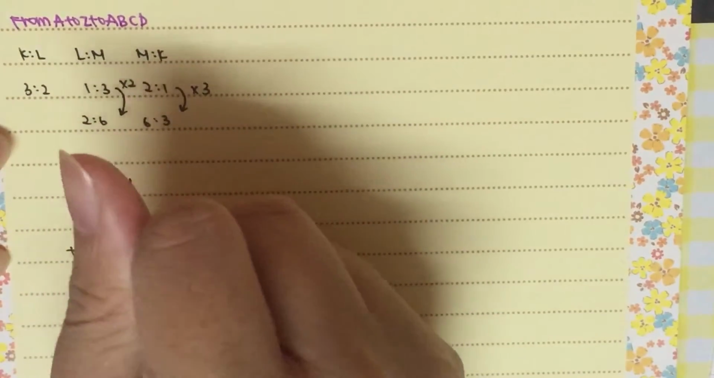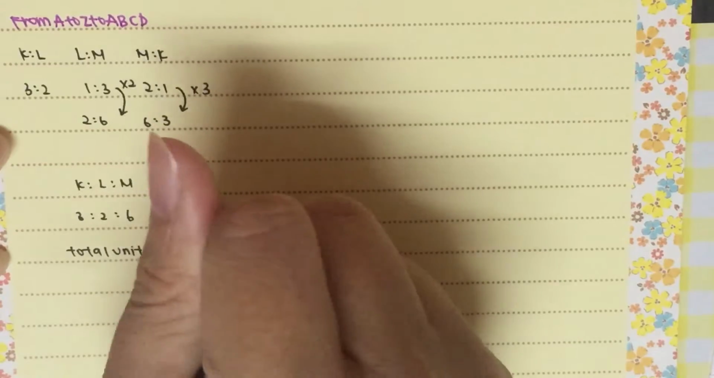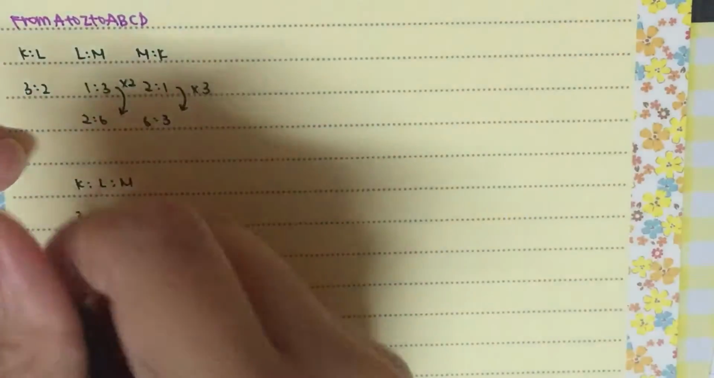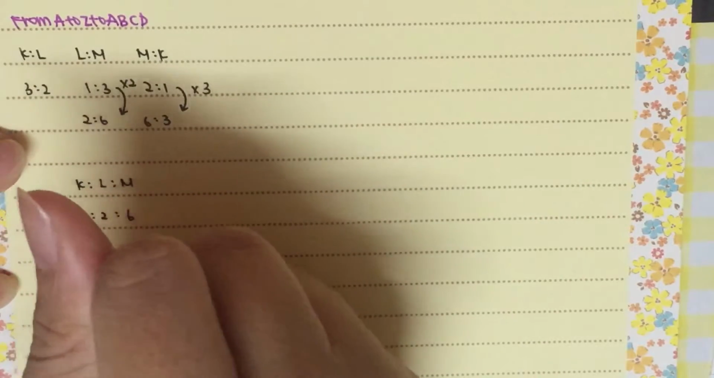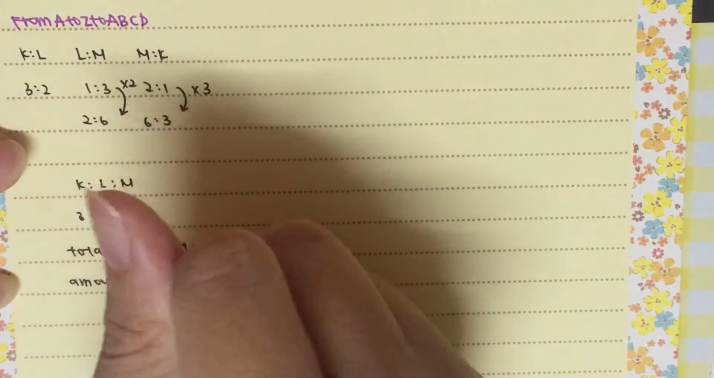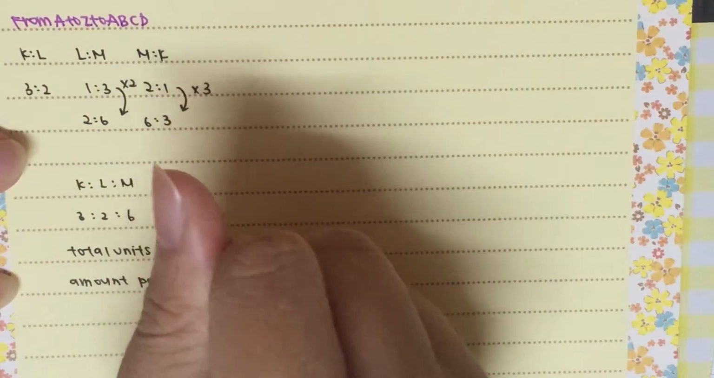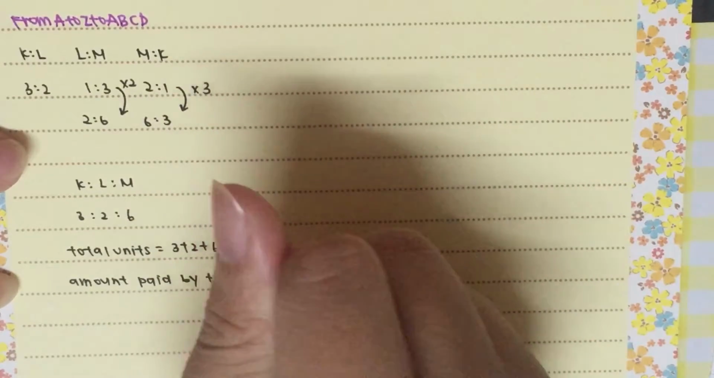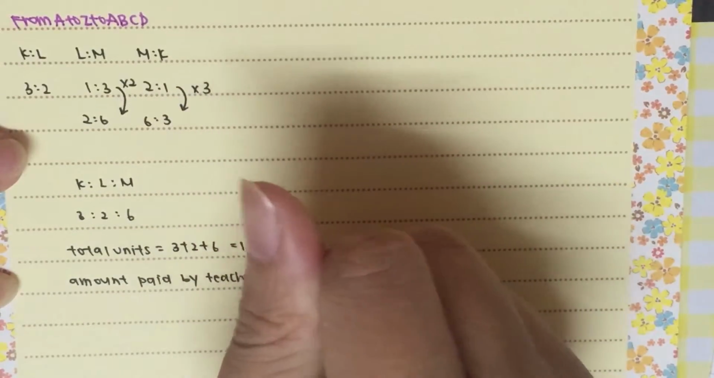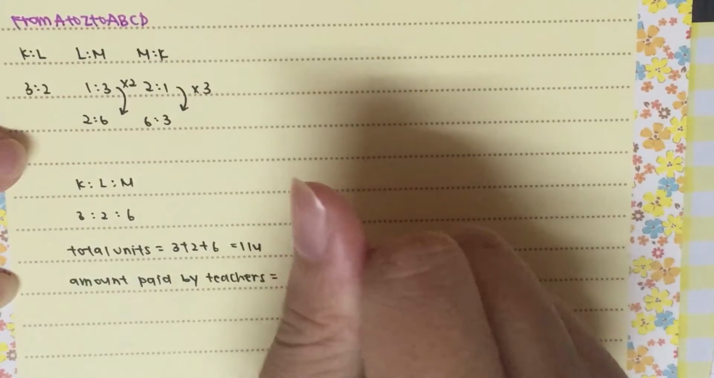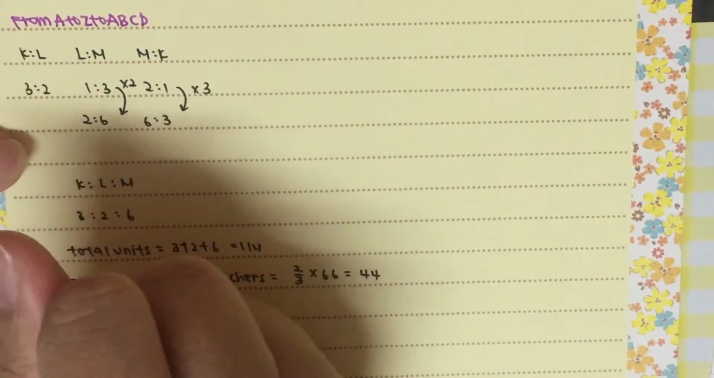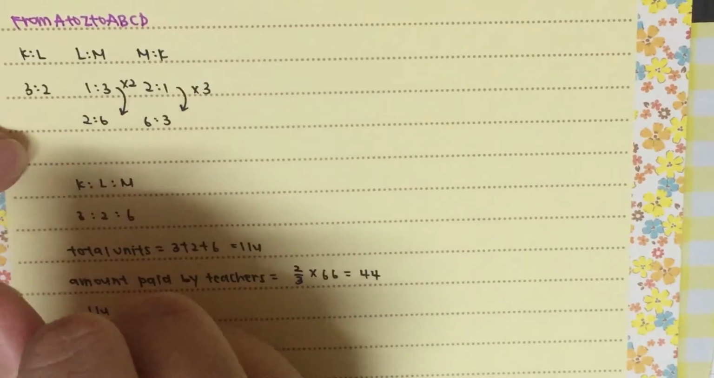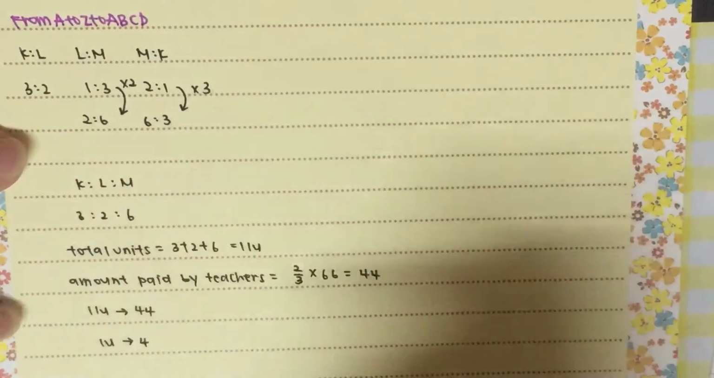Then the total units will be equal to 3 plus 2 plus 6, which gives us 11 units. The amount paid by the teachers will be equal to 2/3 of the cost because 1/3 of the cost has been subsidized by the school, and this will give us $44. Therefore, 11 units turn out to be $44 and 1 unit turns out to be $4.